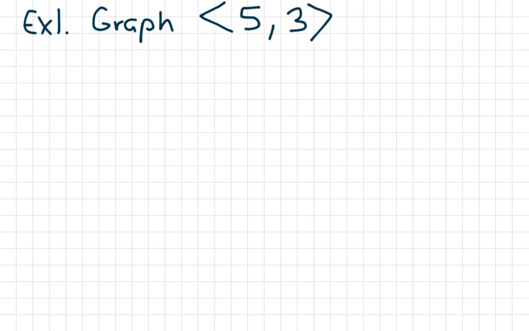All right, so we're going to graph the vector 5, 3. And I'm going to call this vector, let's call it vector C. All right, well, this is telling us that we have a vector where we have to go right 5 and up 3.